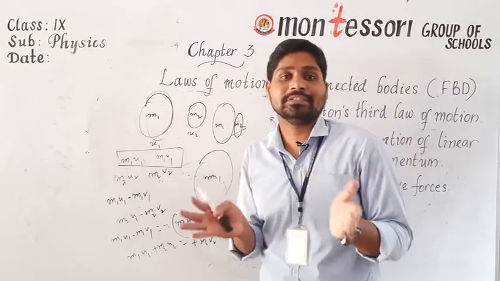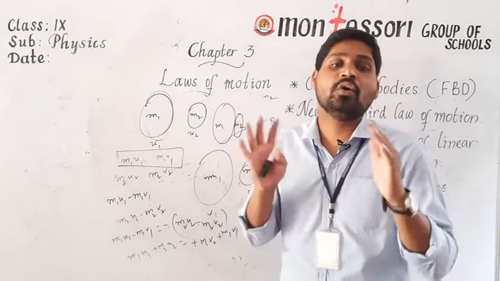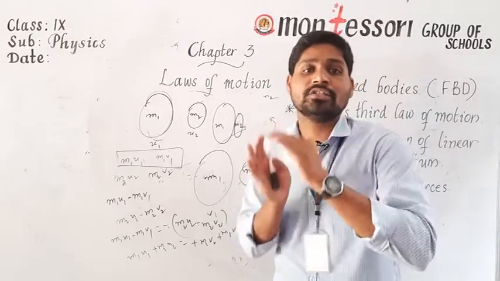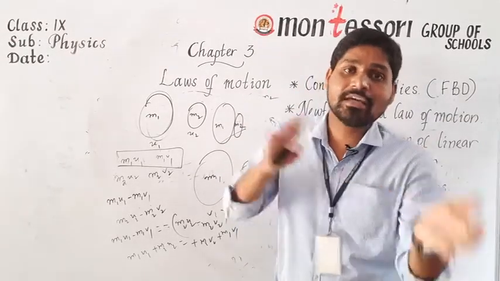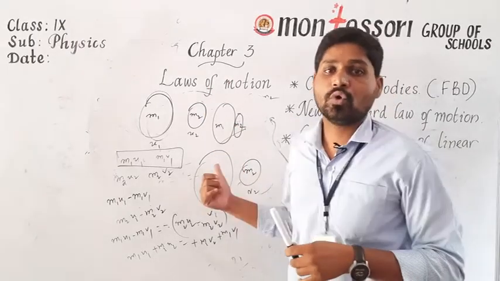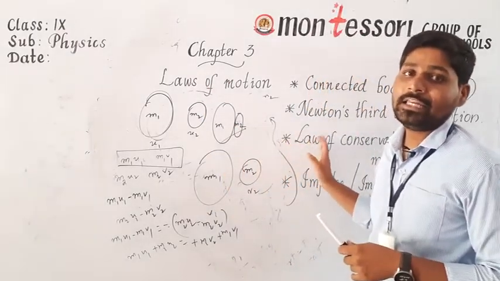It is conserved, meaning it remains constant. The momentum remains constant before collision and at the same time after collision also. This is what we call the law of conservation of linear momentum.